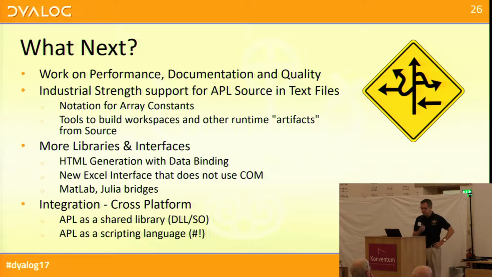Okay, so what next? Well, obviously, the same old performance, documentation, quality. I think this is perhaps the most important thing from my perspective for version 17, it's really going to industrial strength on the support for APL source code. There's a talk by Adam, I think tomorrow, on a notation for array constants, because one of the things you're going to need, if everything becomes text-based, is a way to represent arrays, the constants in your program, multidimensional arrays, nested arrays, literally in the source code.